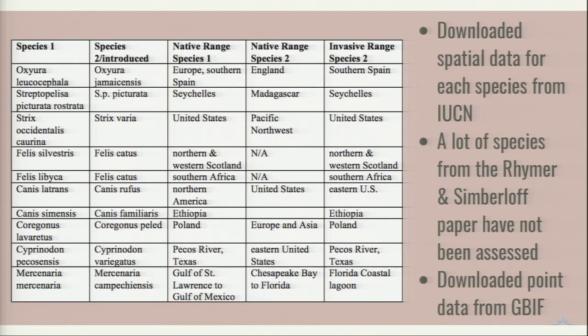For my data, I mainly looked on IUCN, which is the International Union for Conservation of Nature, to see if the species had been assessed. And if they had been, I would download the spatial data for both species in the hybrid pair. I would then get my point data from GBIF, which is the Global Biodiversity Information Facility, to translate this data onto ArcMap. Most of this data is compiled from museum data collection, which is open and available to the public, and turned out to be a great resource for my research.